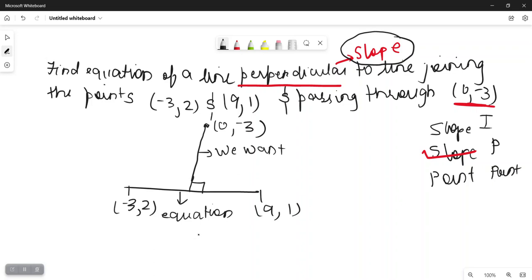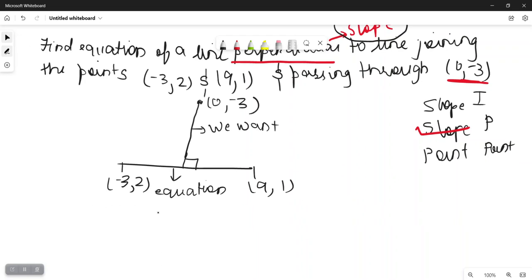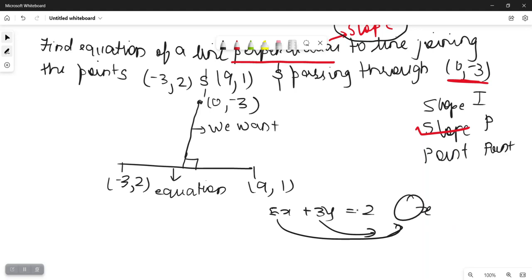Because once we know the equation of this line, it is very easy to get the slope. Suppose this line was given as something like 5x plus 3y equals 2, we know how to find the slope: take the x term to the other side and divide by the number in front of y, which gives the slope. All this we know. But the problem is that the equation of this line is not known. So our first aim should be to find the equation of the perpendicular line.